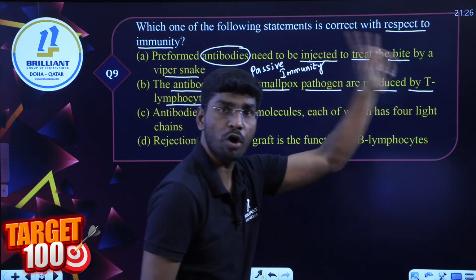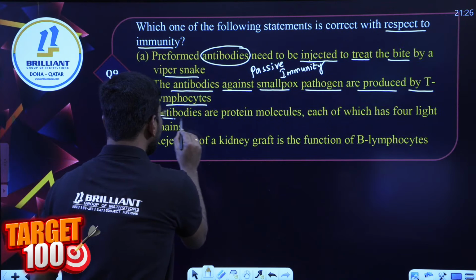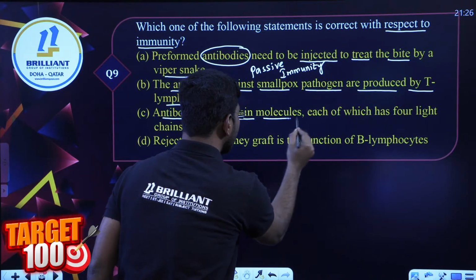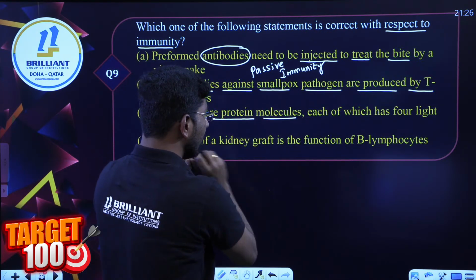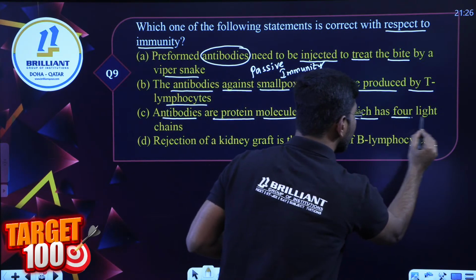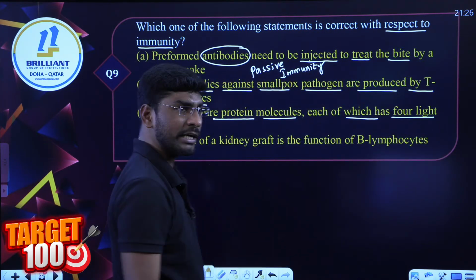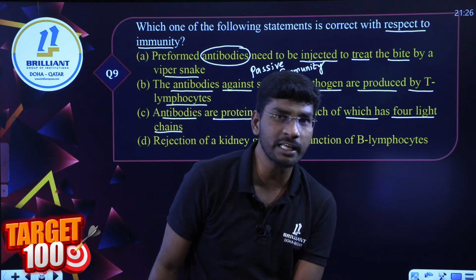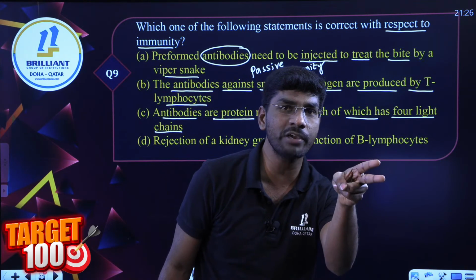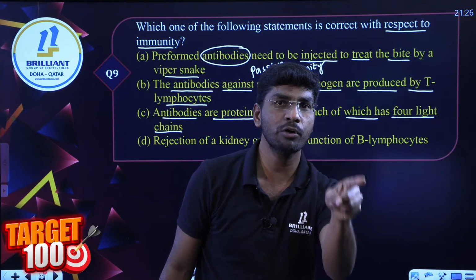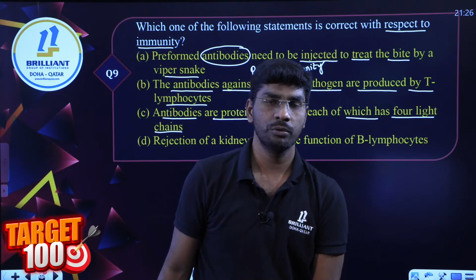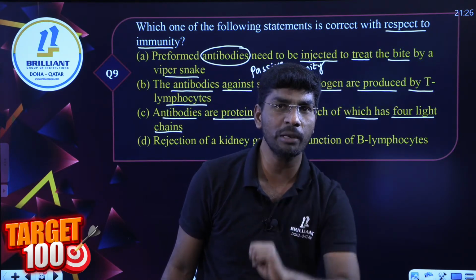So option B is wrong. Option C, antibodies are protein molecules. Very good. Done. Till here everything is clear. Each of which has 4 light chains. How many light chains are there? So 2 heavy, 2 light. That's why we call it H2L2. 2 heavy, 2 light, total 4 polypeptide chains are there.